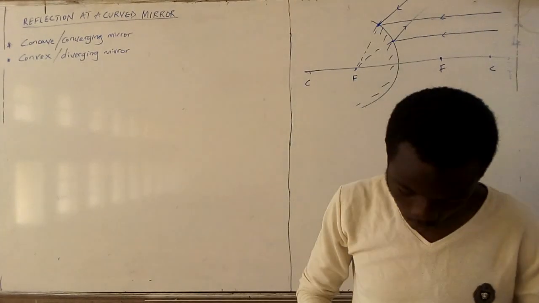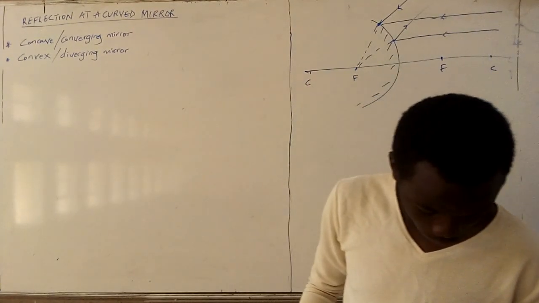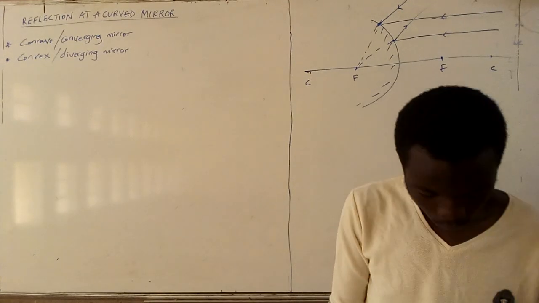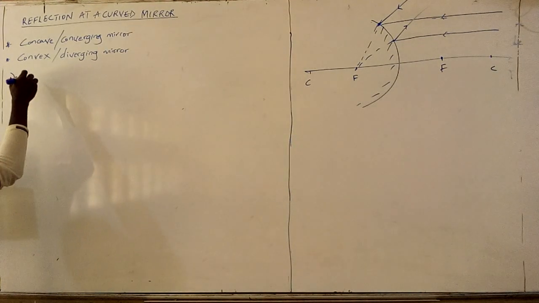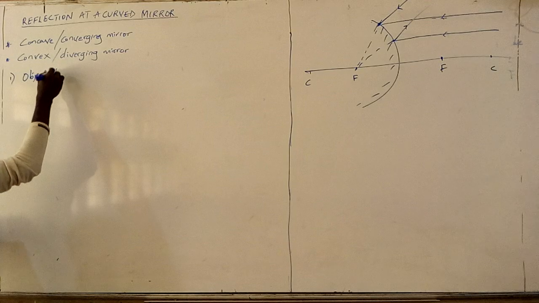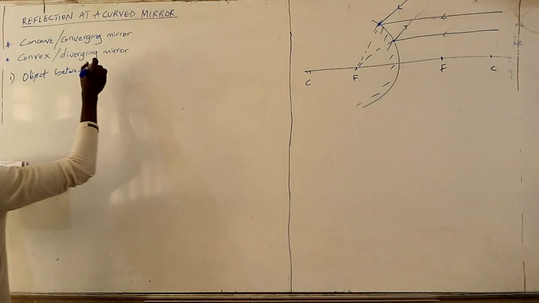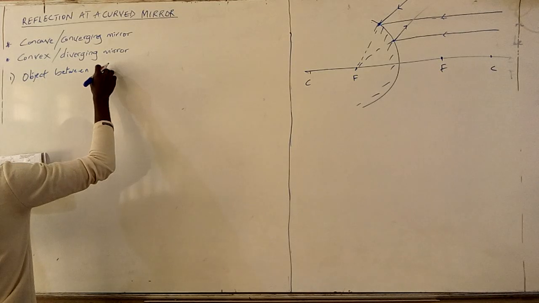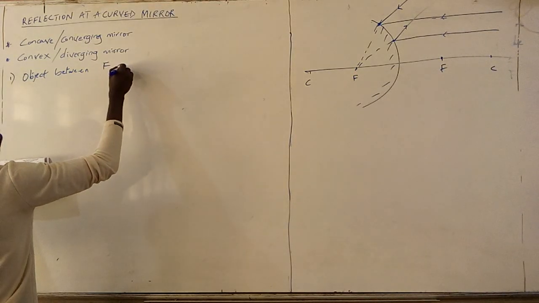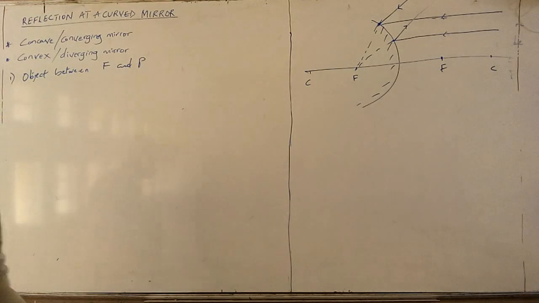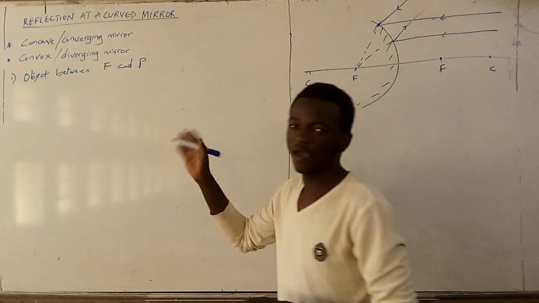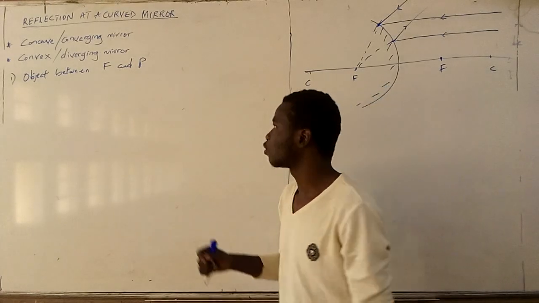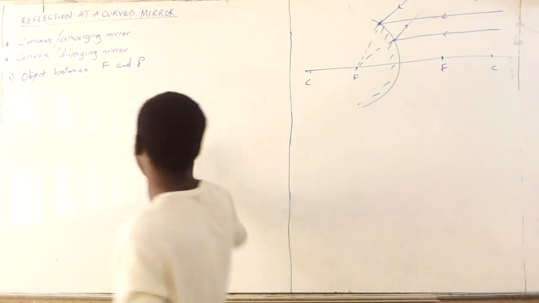So starting with the concave mirror, the first one we have is the object. We want to look at the properties of the image that will be formed when we place an object between F and P. So we know what F is. F is the principal focus and P is the pole of the mirror.